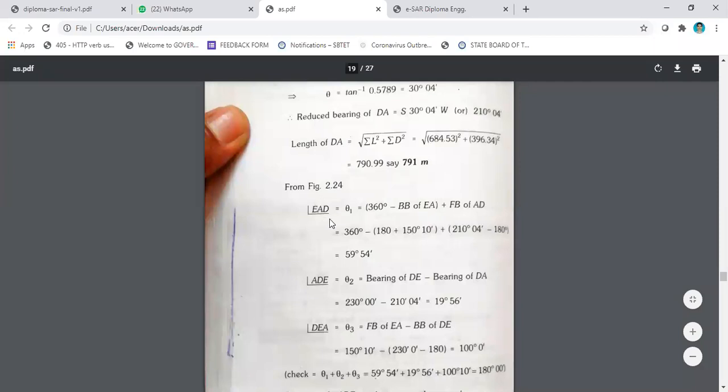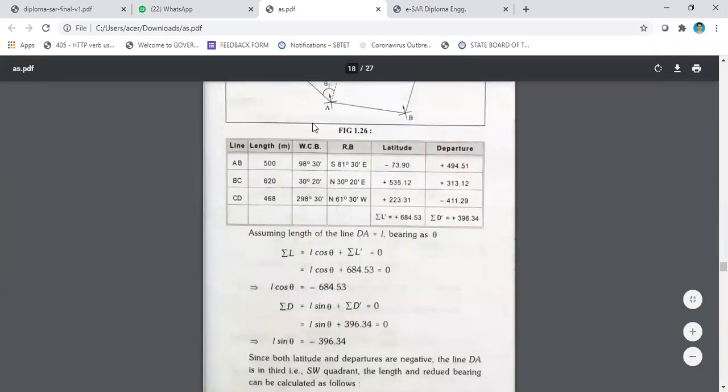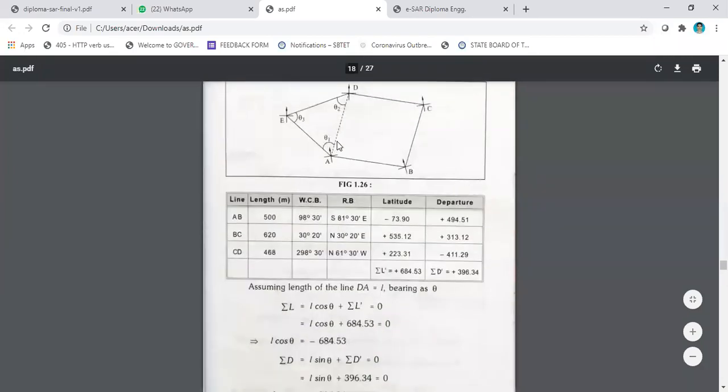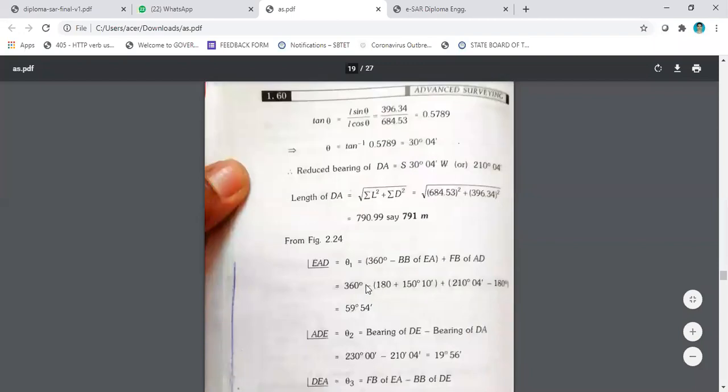Then to get theta 1, you can go through this figure. Theta 1 is nothing but the angle in this triangle, angle EAD. So angle EAD, let it be theta 1. How to calculate theta 1? Theta 1 is equal to the forebearing of DA. Theta 1 is equal to 360 minus the back bearing of EA.